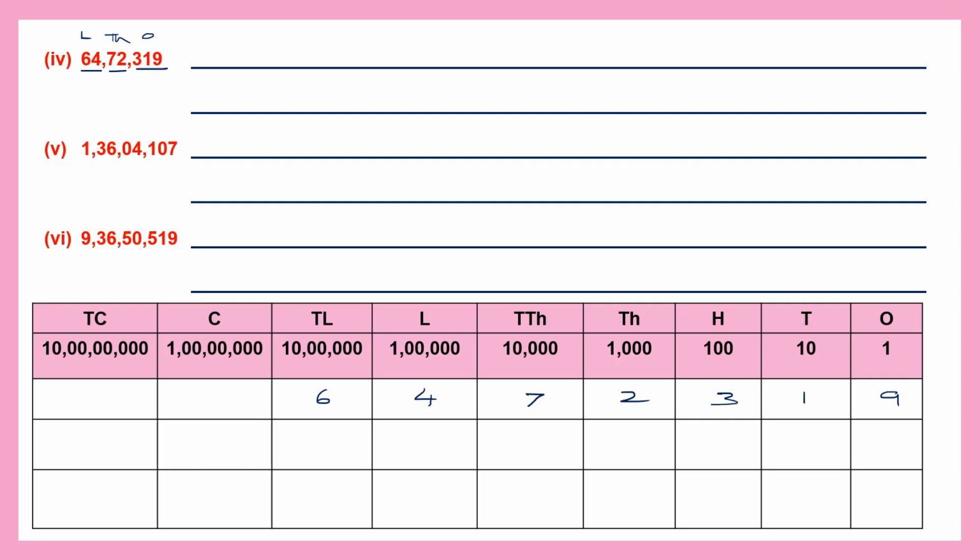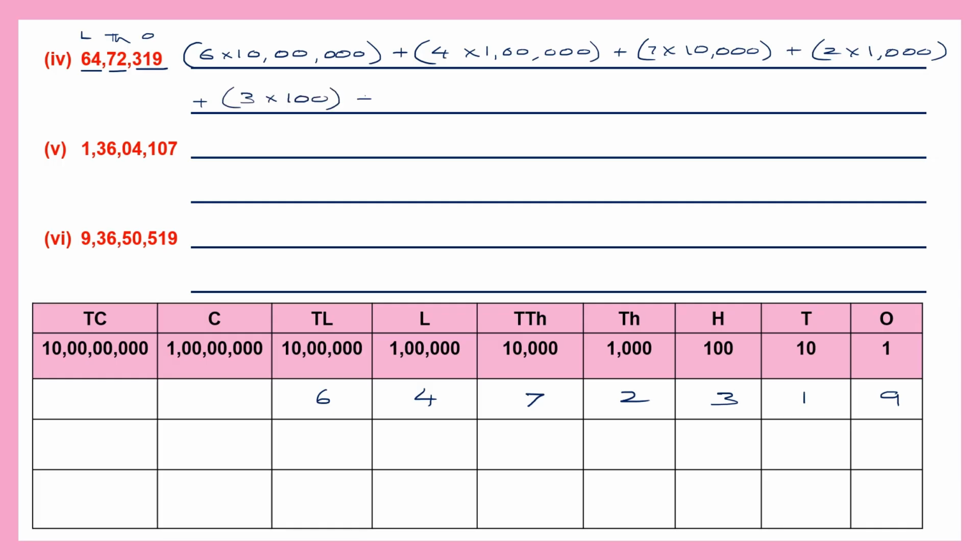So let's begin with 6. 6 into 10 lakh, plus 4 into 1 lakh, plus 7 into 10,000, plus 2 into 1,000, plus 3 into 100, plus 1 into 10 plus 9 into 1.